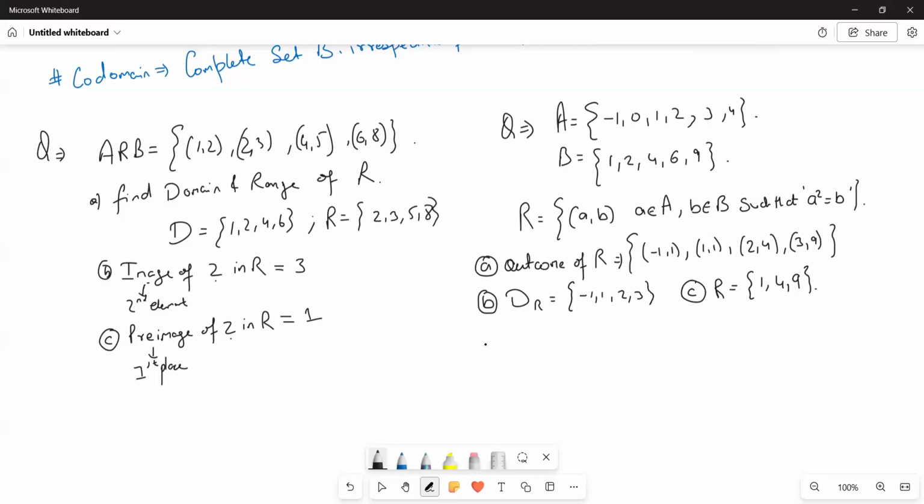Yes, sir. Okay. And what would be the codomain of the relation? 1, 2, 4, 6, 9. Codomain would be the entire set B. उसको फर्क नहीं पड़ रहा कि they are participating in pairings or not. Codomain is entire set B.